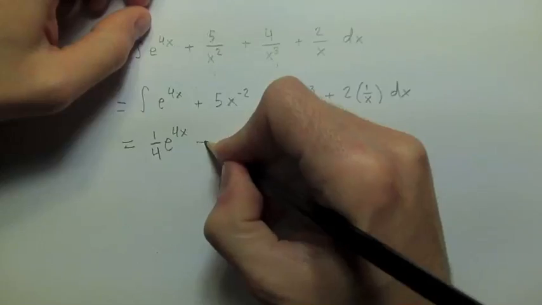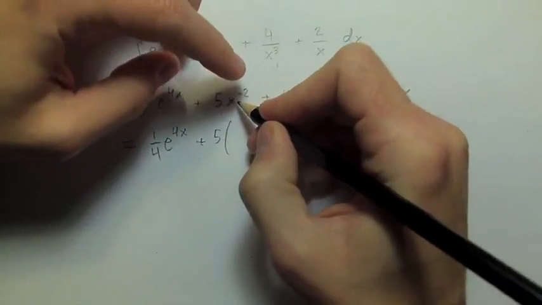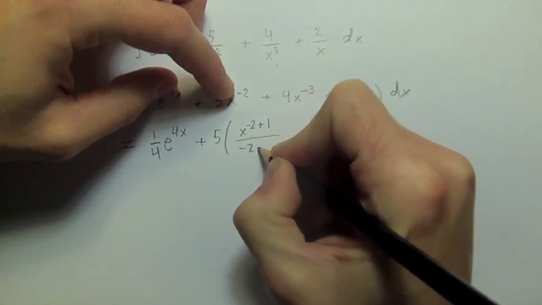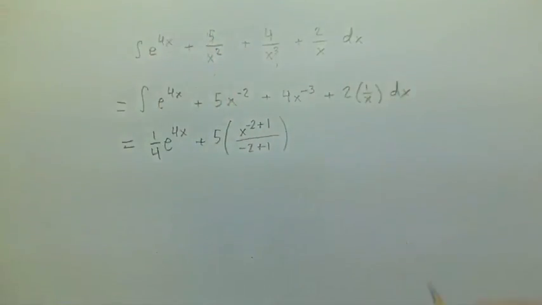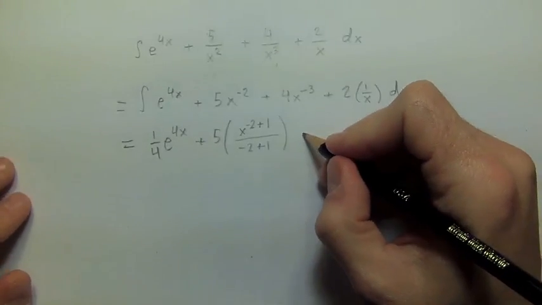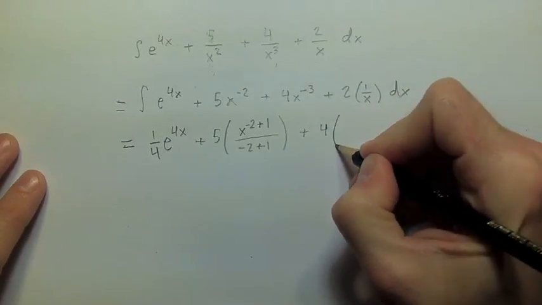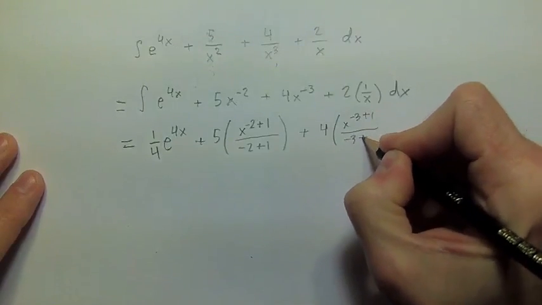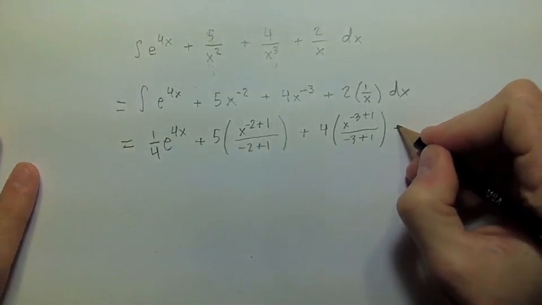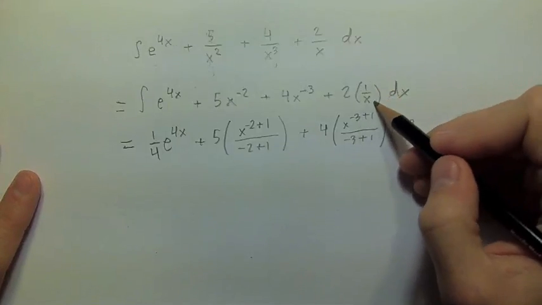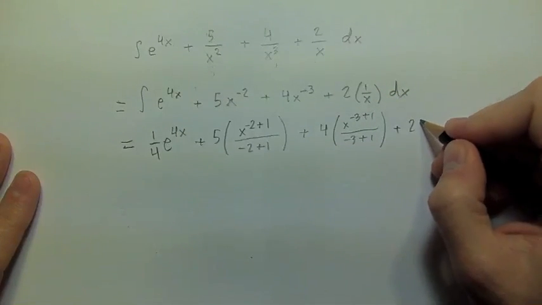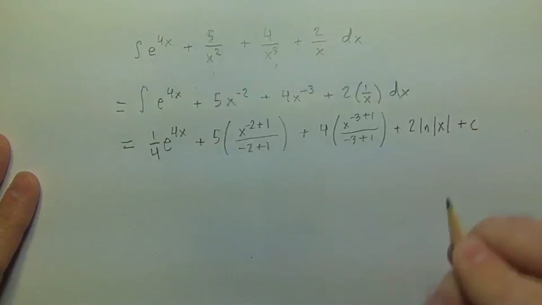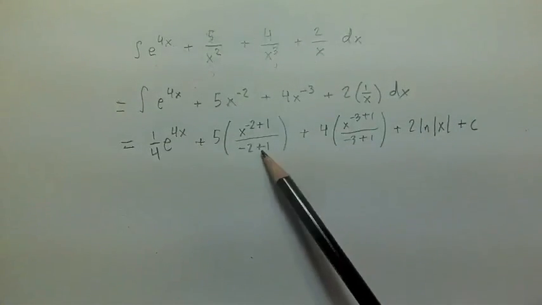Okay. All right, then that 5 comes along for the ride, and this will be x to the negative 2 plus 1 over negative 2 plus 1. All right, I'm just writing it very explicitly here again. Then plus 4, x to the negative 3 plus 1 over negative 3 plus 1. Okay. Plus 2. Then the integral of 1 over x, we should know, is the natural log of the absolute value x plus c.